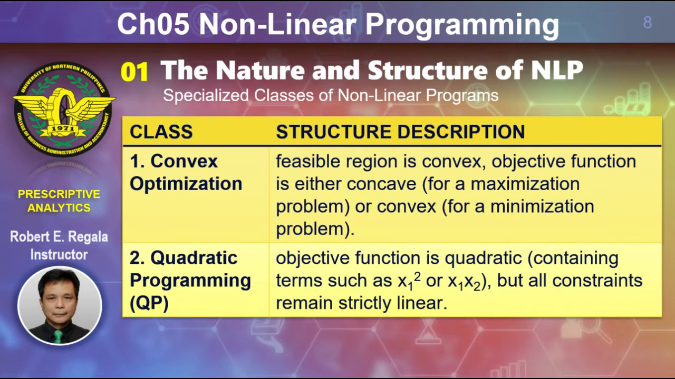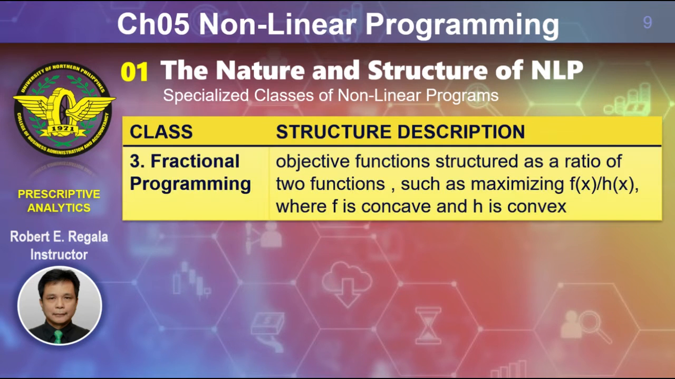2. Quadratic programming, QP. A specific scenario where the objective function is quadratic, containing terms such as x1 raised to the second power or x1 multiplied by x2, but all constraints remain strictly linear. QP techniques are well developed and generally simpler to solve than arbitrary general NLP problems.